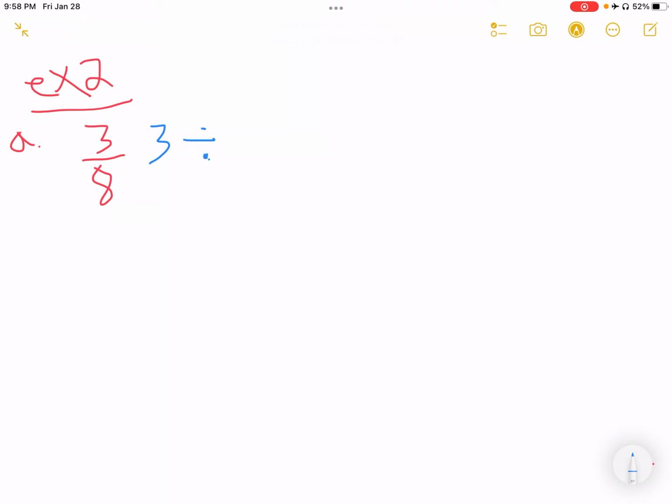Let's see if I can write this right. 3, and this is the division sign, so 3 divided by 8. If you remember from division, that just means that you have 3 and you're dividing by 8. Just like that.